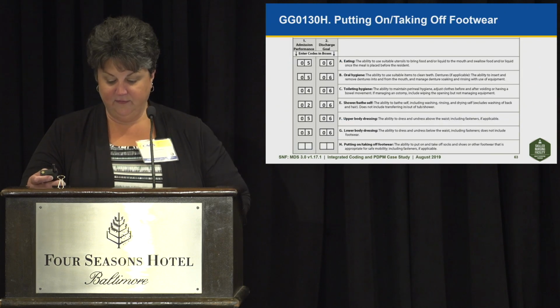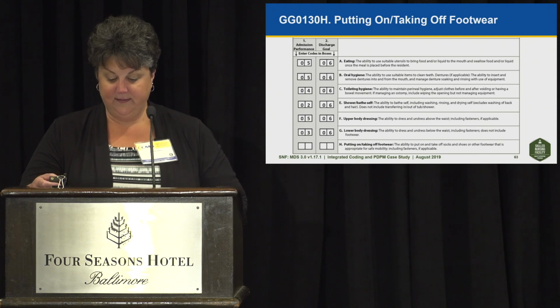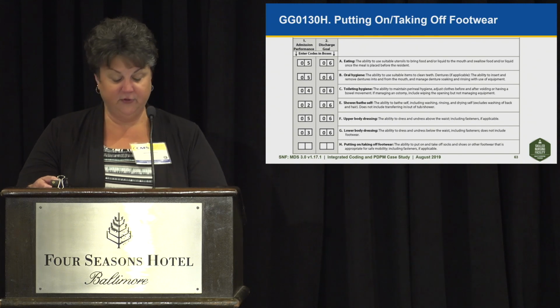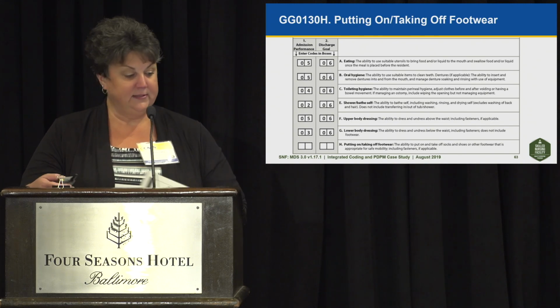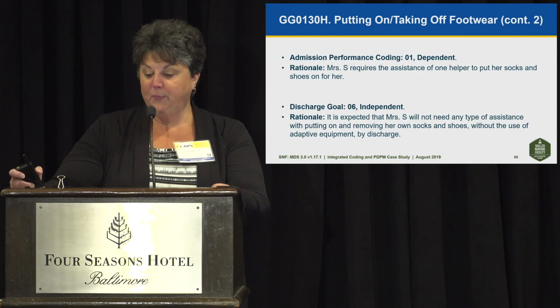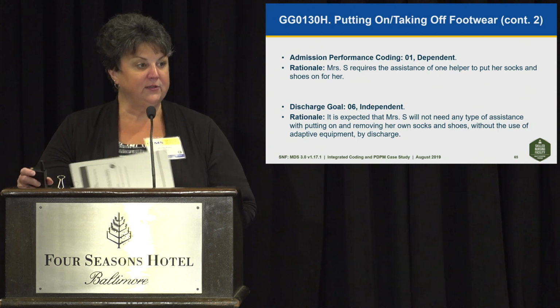And then finally, we have, for here, putting on and taking off footwear. How did you guys decide on that? So the 1 right now, that's correct. Dependent for admission, 6 for discharge goal. And there's our rationale. 1 helper does this for her, puts on her socks and shoes for her, but we do expect that she'll be independent.